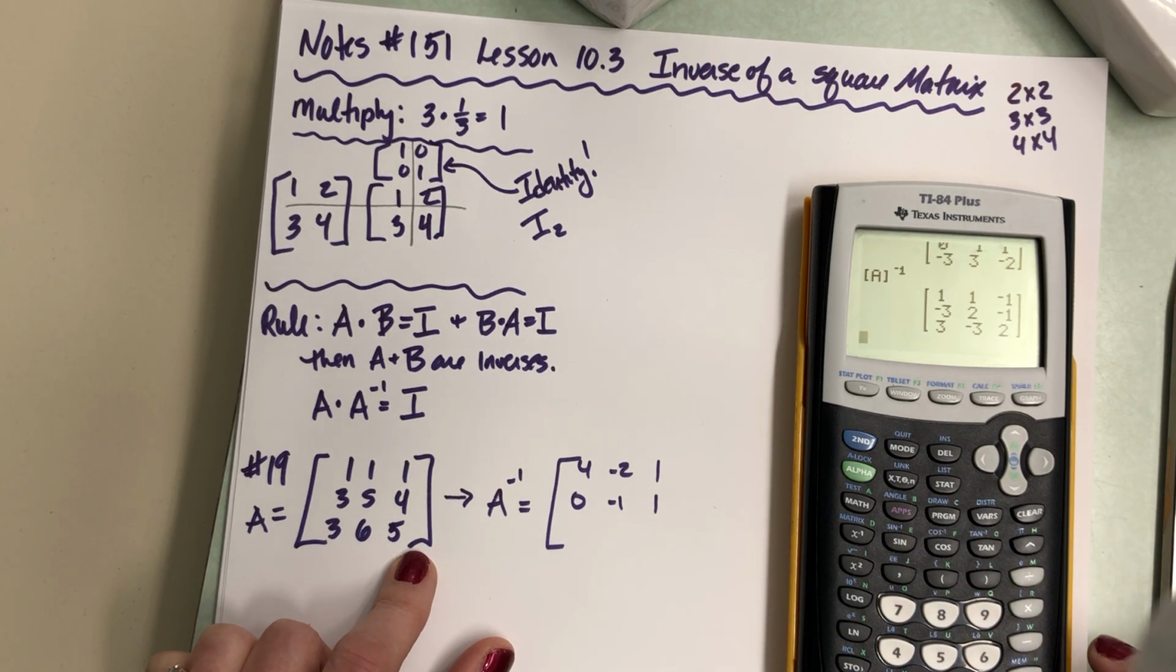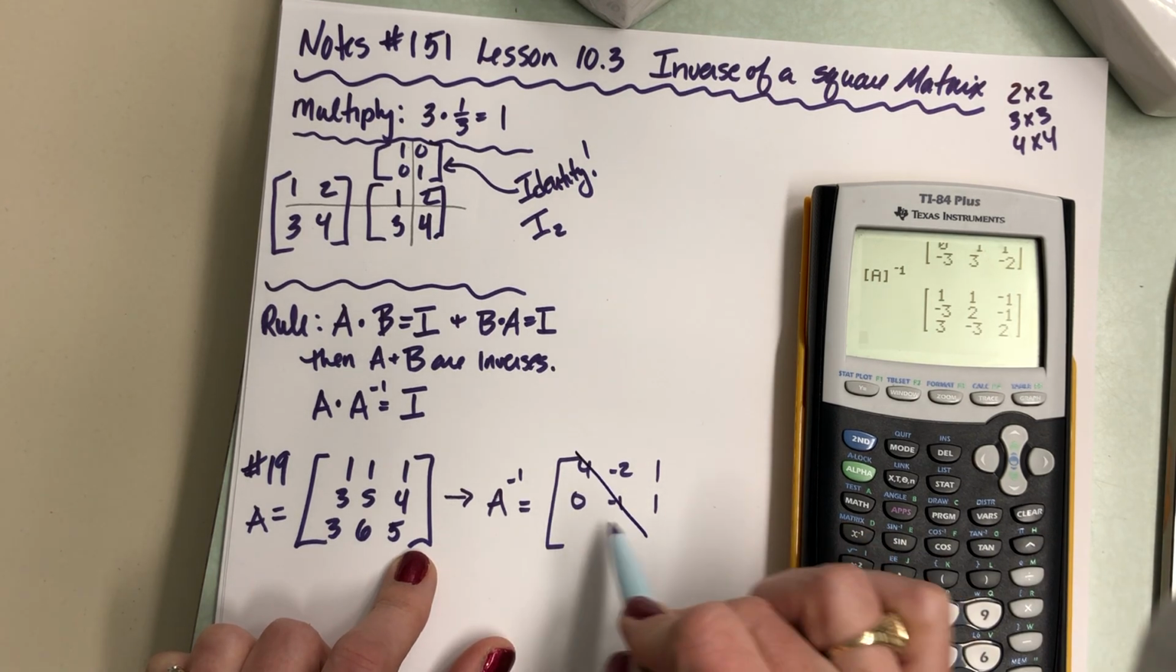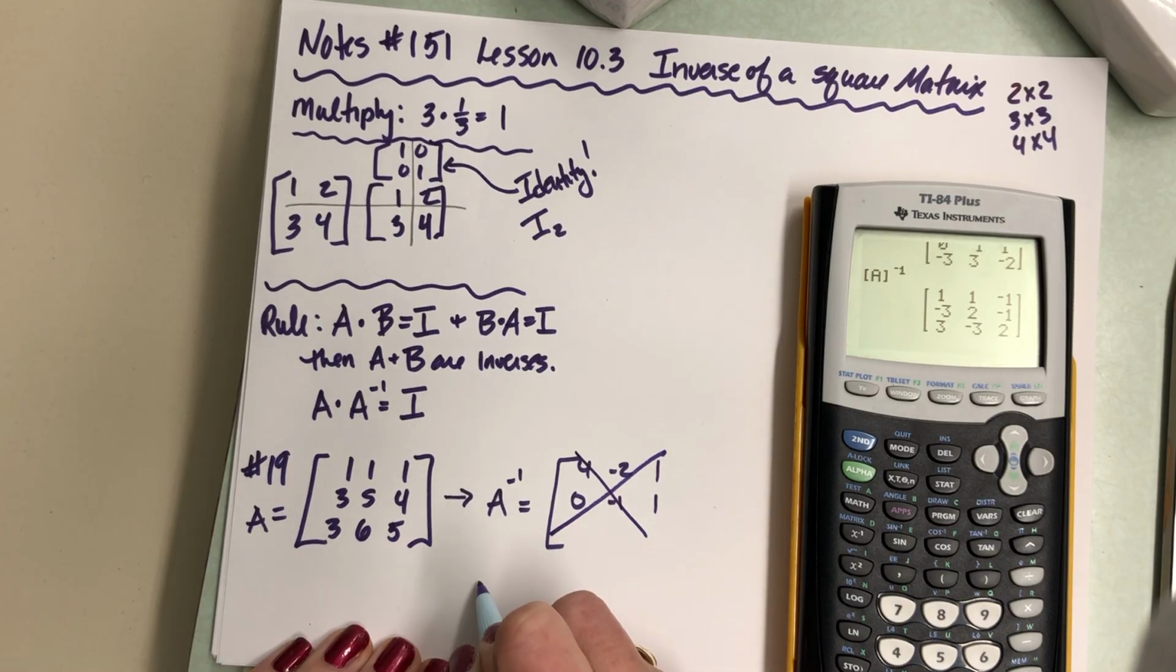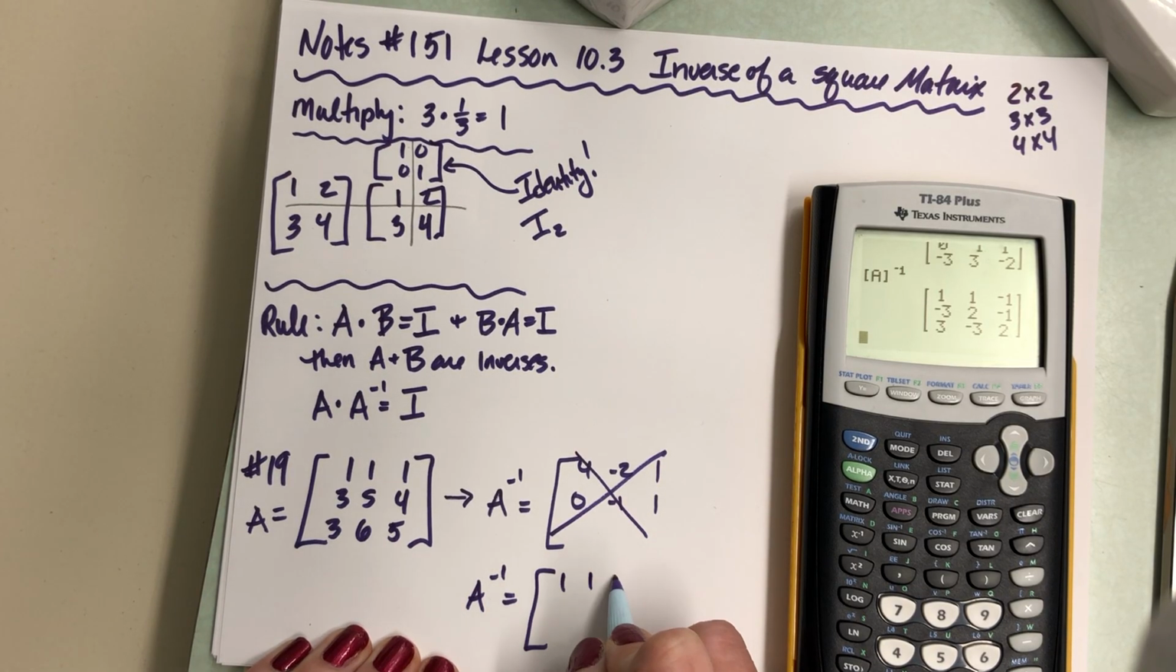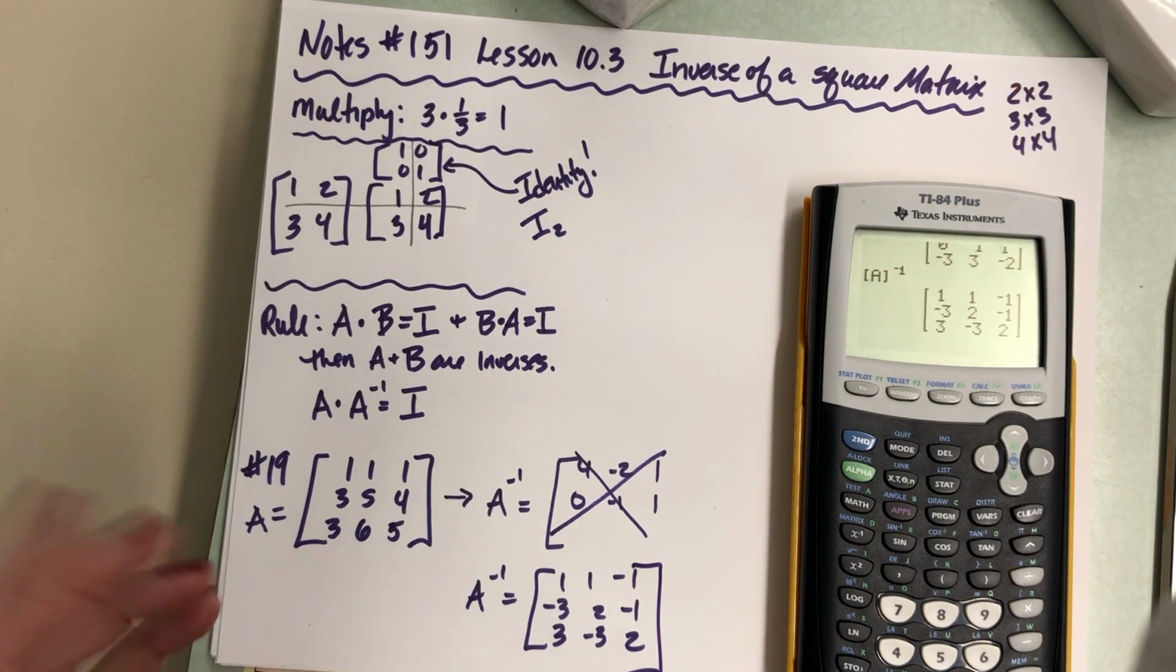There we go. We got the right answer this time. All right, so that's the wrong answer. So we will say A inverse is equal to 1, 1, negative 1, negative 3, 2, negative 1, 3, negative 3, 2. Sorry about that. But, you know, just to show you how easy it is to make mistakes.